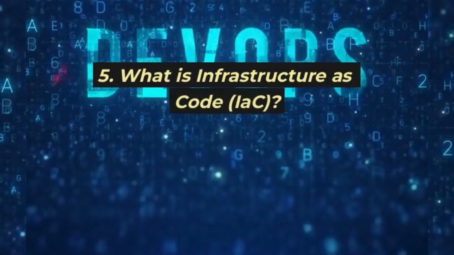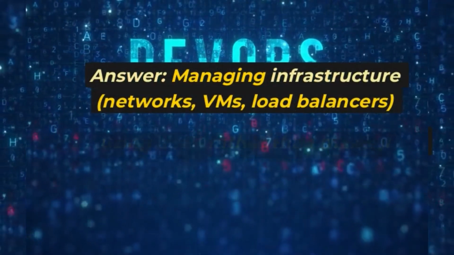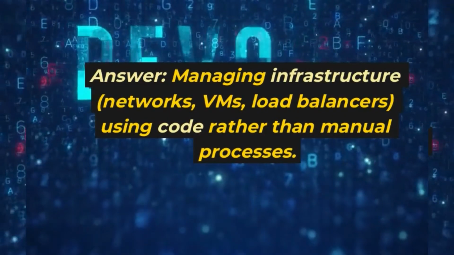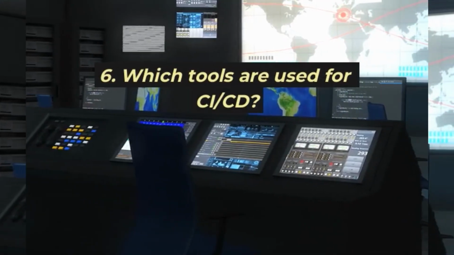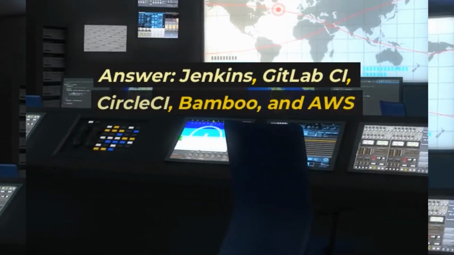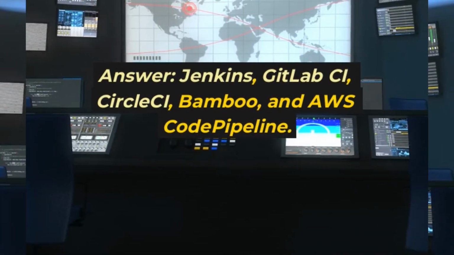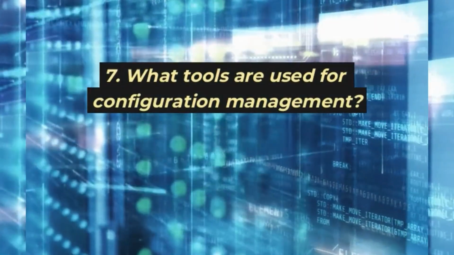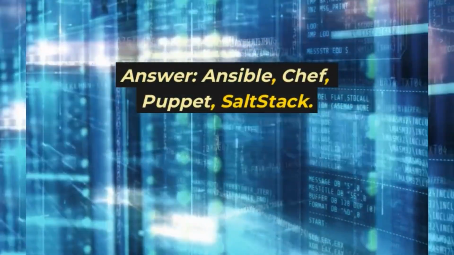5. What is infrastructure as code (IaC)? Answer. Managing infrastructure (networks, VMs, load balancers) using code rather than manual processes. 6. Which tools are used for CI/CD? Answer. Jenkins, GitLab CI, CircleCI, Bamboo, and AWS CodePipeline. 7. What tools are used for configuration management? Answer. Ansible, Chef, Puppet, SaltStack.